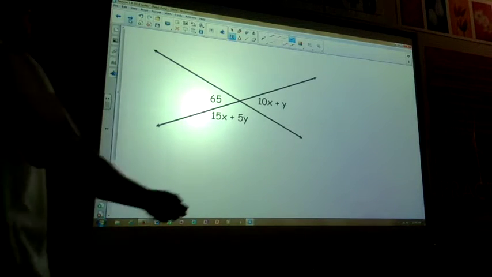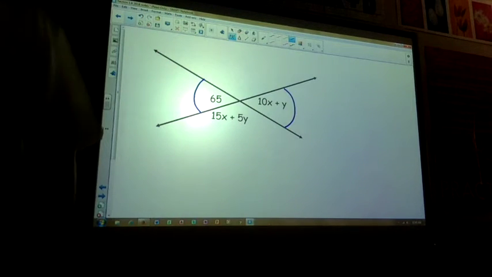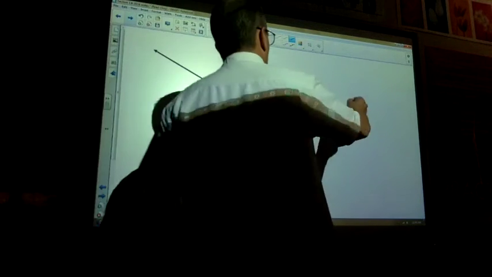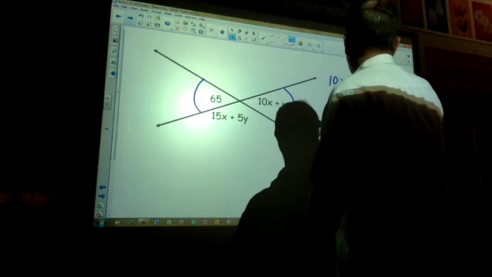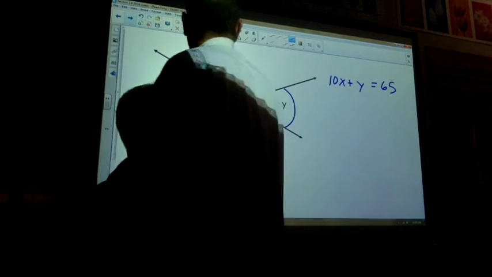All right. This particular problem. So the first way I would think about it is I have this and this. What can you tell me about those two angles? They are vertical, which means they are what? Equal. Okay, so I have 10x plus y is equal to 65. I feel pretty good about that.